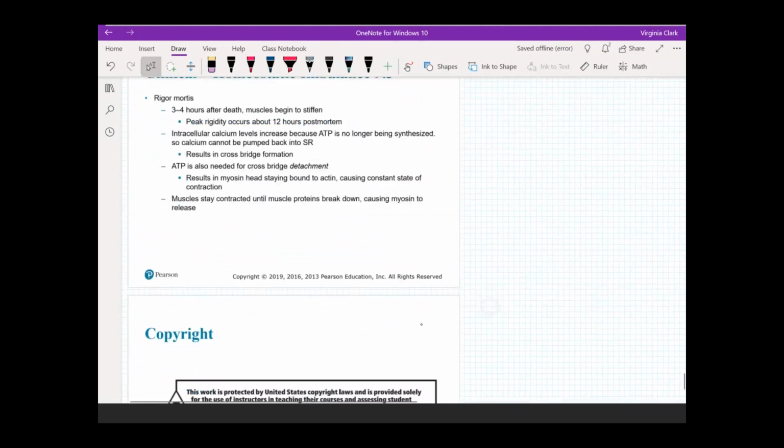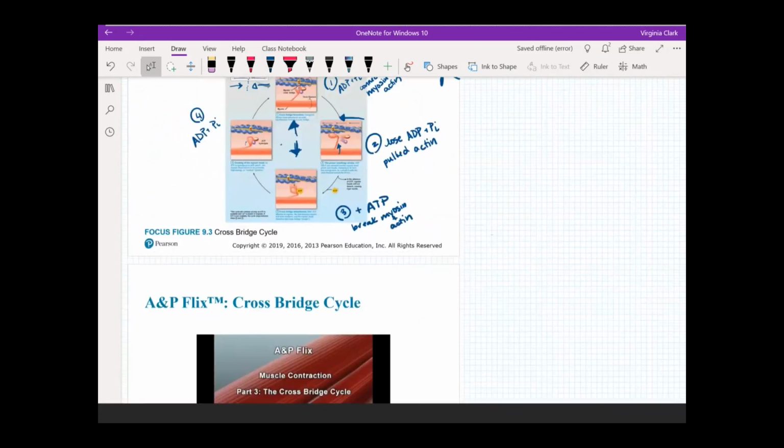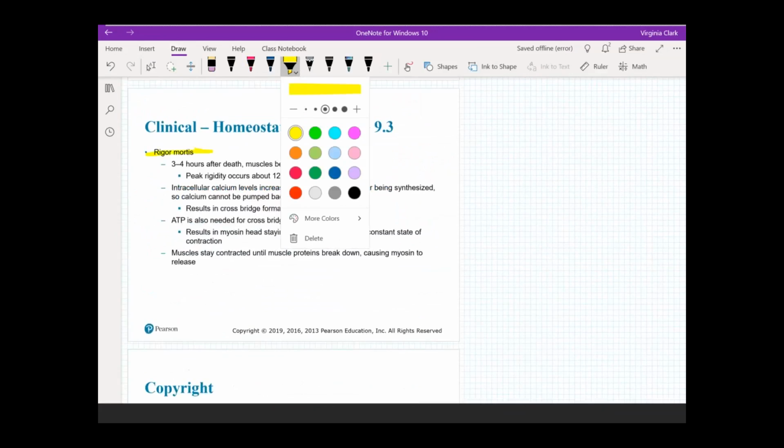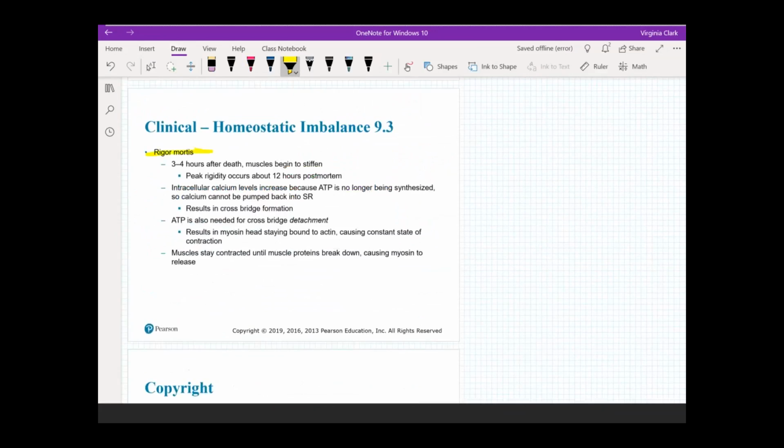Okay, the important thing that's really, really cool to talk about with this is the concept of rigor mortis. So one thing that's cool about rigor mortis is if you've ever followed any clinical, medical, pathology-driven TV show, you've probably already heard about rigor mortis. So this is actually a really cool concept. So rigor mortis is how we know that cross-bridge cycling works.